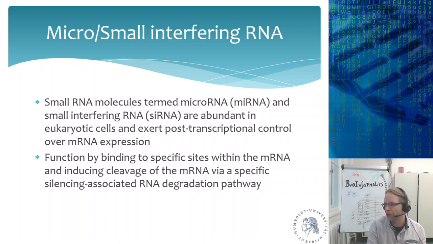So when mRNA is expressed, there is a level of control on the DNA level. If an mRNA is made or if it's not made, it's then transferred to the splicing speckles to undergo splicing. Then it's transported outside of the nucleus, and outside of the nucleus it can still be that no protein is being made from this mRNA because another RNA is binding to it and is removing this RNA before it can be translated into the protein. It functions by binding very specific sites within the mRNA and inducing cleavage of the mRNA via a specific silencing associated RNA degradation pathway. And that is kind of the RISC complex which does that within the cell.